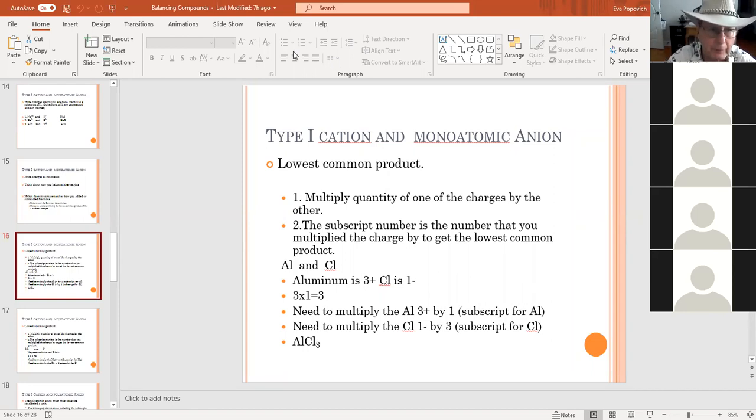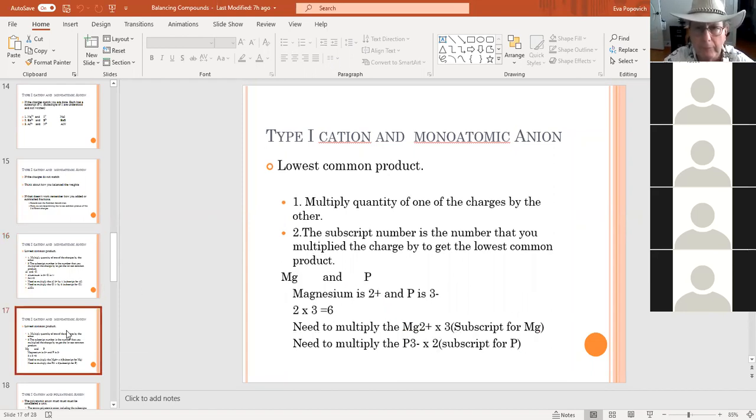Is this making sense, guys? Yes. Okay. Sometimes what happens is you have to go to the least common multiple. For example, if we have magnesium 2 plus and phosphorus 3 minus, the least common multiple is going to be 6. So what do you have to multiply magnesium by to get 6? 3. That becomes the subscript for the magnesium. The P3 minus gets multiplied by 2. That is the subscript for the phosphorus.